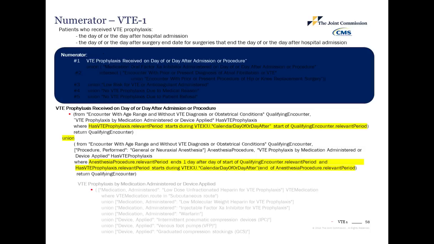The first condition is looking for VTE prophylaxis to start during the day of or the day after the encounter. And you'll notice we use the calendar day of, day after function again that I discussed earlier. The second condition is looking for VTE prophylaxis to start during the day of or the day after the end of the procedure, and that the procedure ends 1 calendar day after the start of the encounter. And these 2 timing conditions are repeated throughout the numerator, as you'll see in the upcoming slides.